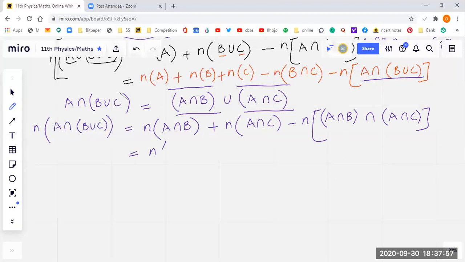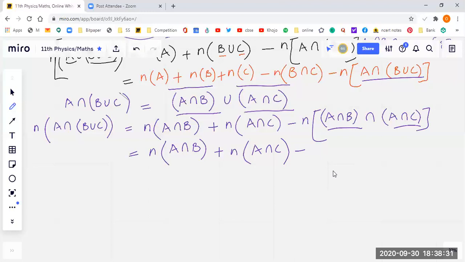Now, students, just see. This is equal to n(A intersection B) plus number of elements in A intersection C. Students, just see what this is. A intersection B means what is common in A and B. A intersection C means what is common in A and C. Don't you think this is equal to A intersection B intersection C? Just see what is common in AB and what is common in AC. And now he is asking what is common in both the sets.